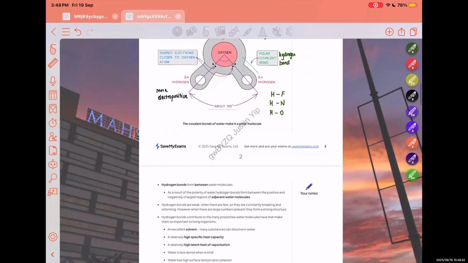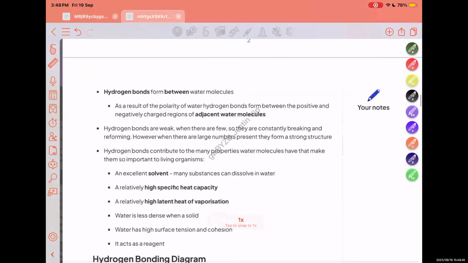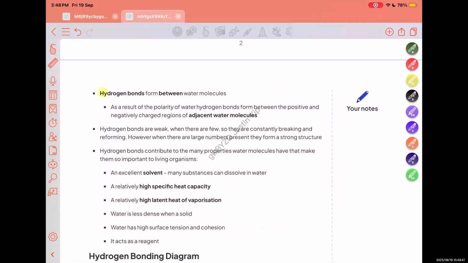Okay, the basic structure of water you need to know. And hydrogen bonds will form between water molecules. As a result of the polarity of water, hydrogen bonds form between the positive and negatively charged parts of adjacent water molecules, meaning the water molecule next to the next water molecule is bonded with hydrogen bonds. And hydrogen bonds contribute to many properties of water that make it so important.